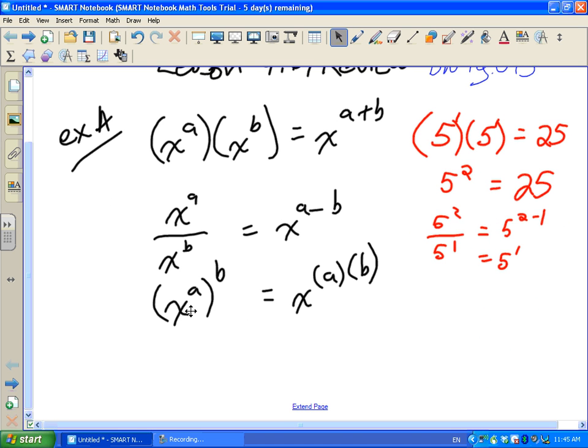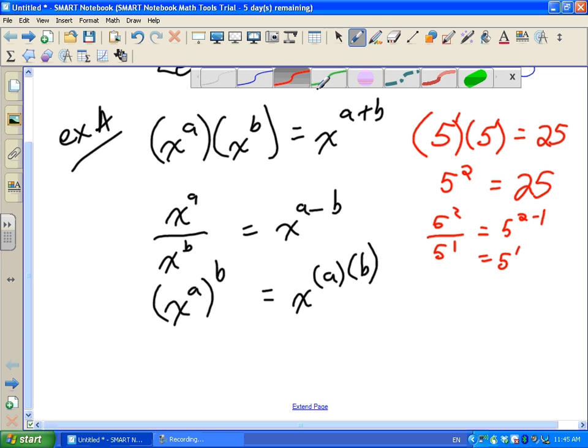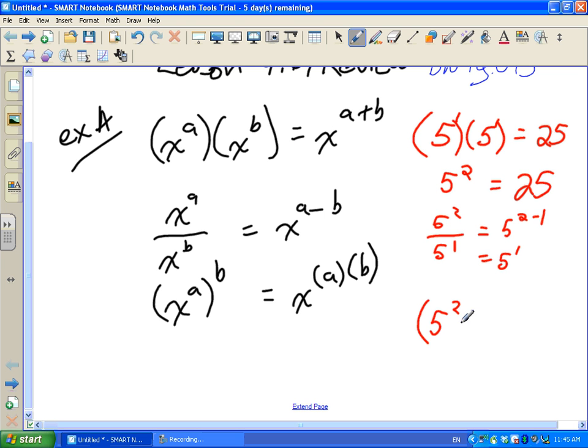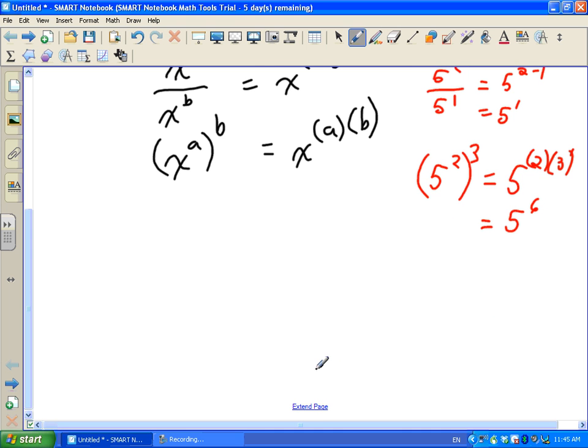And finally, we have a base with the exponent to another exponent. All we have to do is multiply those exponents. So use the same numbers. 5 to the power of 2, actually we'll use 3 instead, is equal to 5 to the power of 2 times 3, which means this would be 5 to the power of 6. So that's all recap. Today what we're going to be going over is negative exponents and the power of 0.